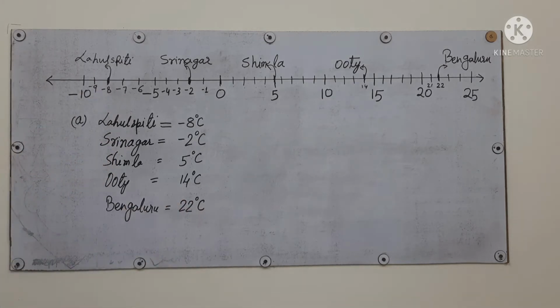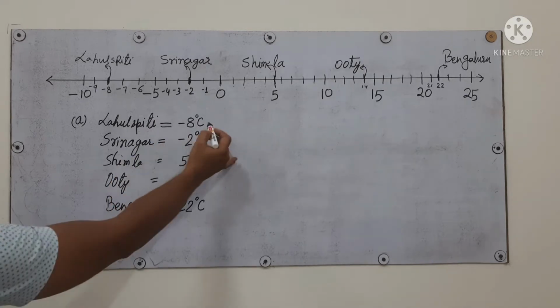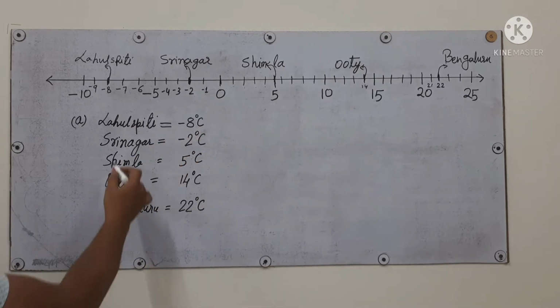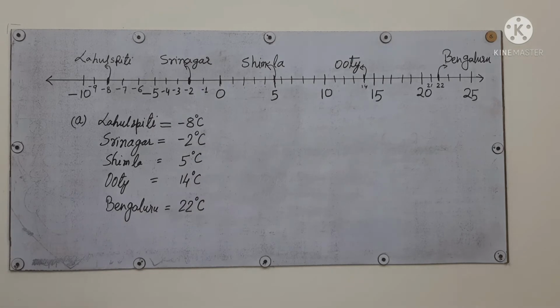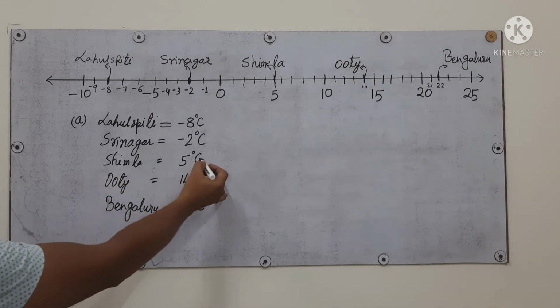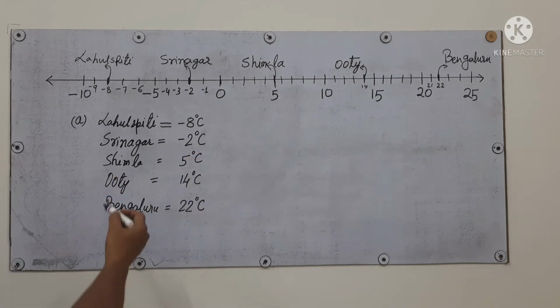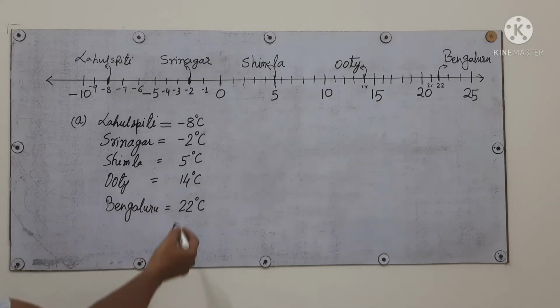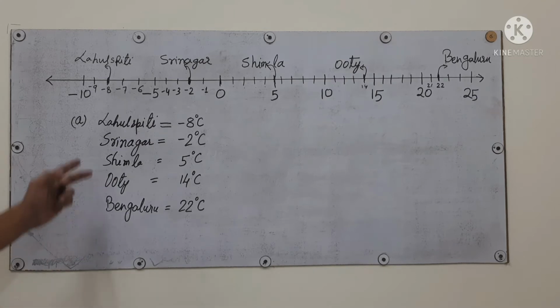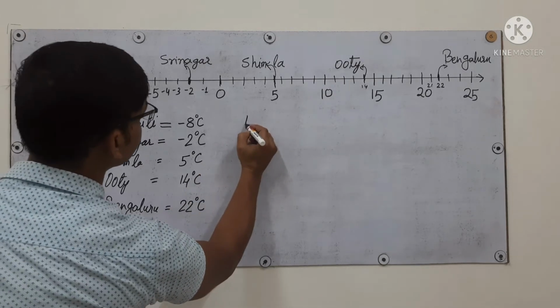Okay, so you can just write in your copy: at Lahul Spiti it is -8 degrees Celsius, at Srinagar it is -2 degrees Celsius, at Shimla it is 5 degrees Celsius, at Ooty it is 14 degrees Celsius, at Bengaluru it is 22 degrees Celsius. Okay, so here are the answers of question number 1A. Now we will do B.